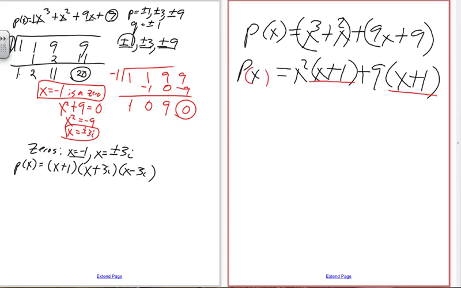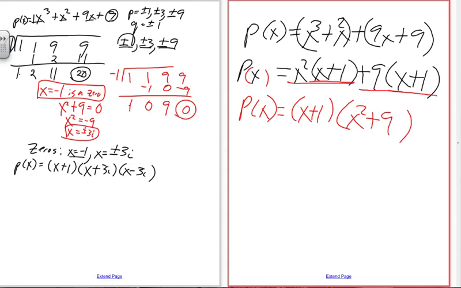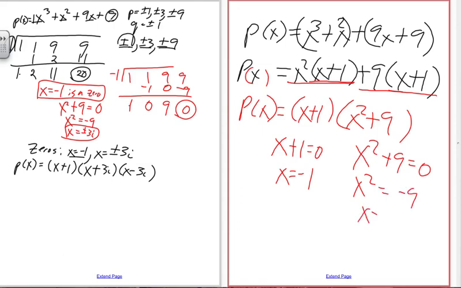So p of x now will be equal to x plus 1. I'm going to factor that out. All I'm left with out of this term will be x squared plus, and what I'm left with out of this term is 9. So the ones I solve would be x plus 1 equals 0, or x equals negative 1, and then x squared plus 9 equals 0, x squared equals negative 9, or x equals plus and minus 3i. Now you can see this is a whole lot less work once you did the grouping, and it's usually a good thing to try.